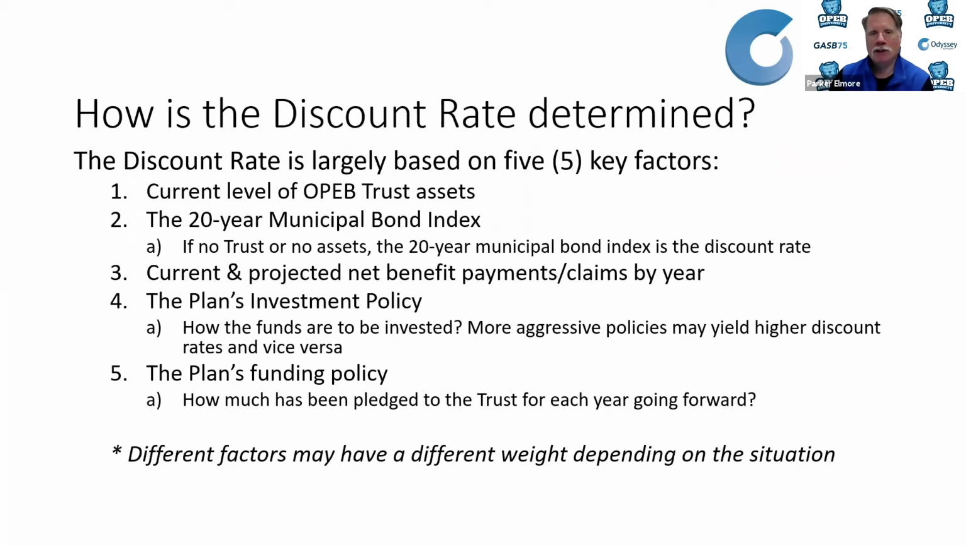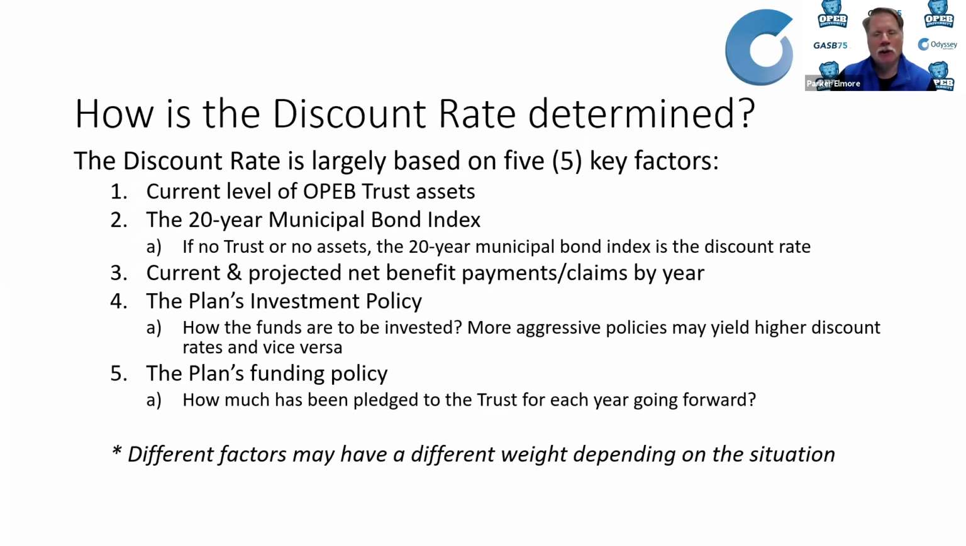So how do we come up with the discount rate? It's not some actuarial mumbo jumbo, where a wizard puts everything in a pot and stirs it around. Rather, there are really 5 key factors. What are your OPEB assets? How much do you have in the trust today? What's the municipal bond index rate? What are your projected payments? Are you at 20,000 a year, 100,000 a year, or $1 million a year of payments? And how are you going to invest the money?